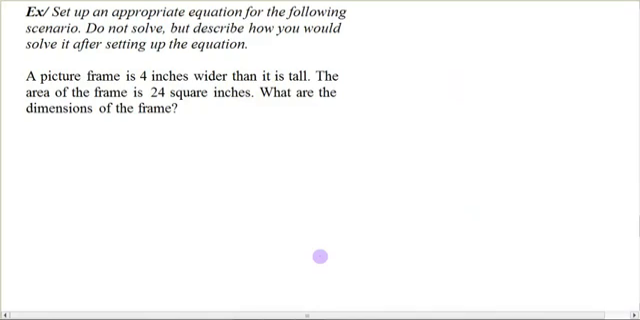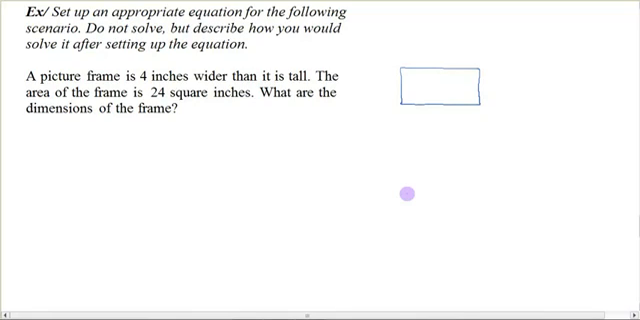All right, set up an appropriate equation for this scenario. Do not solve, but describe how you would solve it after setting up the equation. All right, this is a picture frame and it's 4 inches wider than it's tall. So let's go ahead and start drawing. Okay, there's our rectangular picture frame. It's 4 inches wider than it is tall. The area of the frame is 24 square inches. What are the dimensions of the frame?